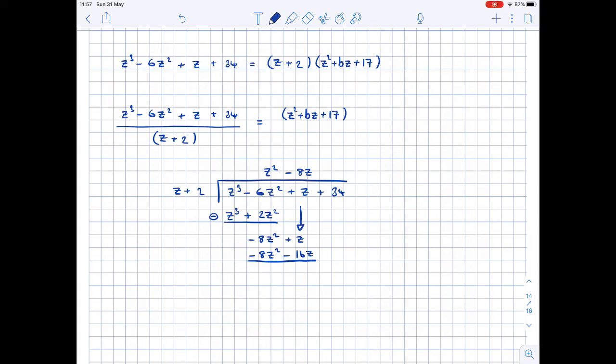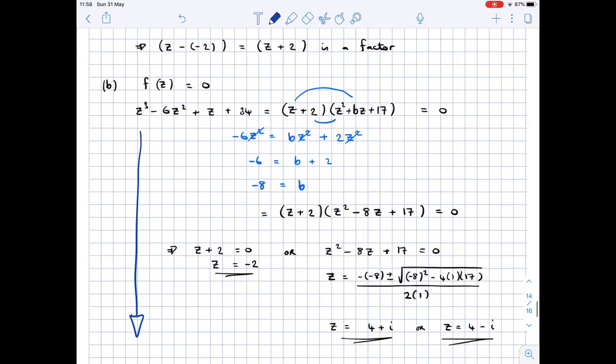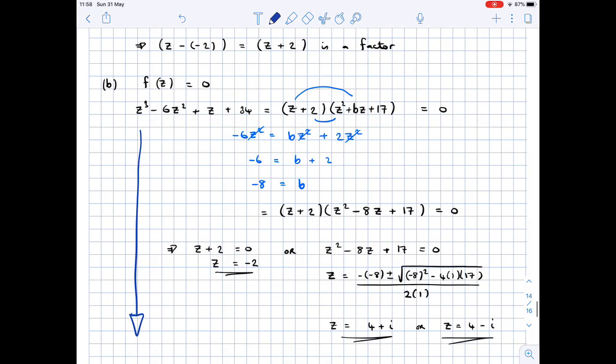Now, cancelling through that, subtracting, gives us z take away minus 16, so positive 17z, bring down the 34. Multiply through by 17, and we have 17z plus 17 times 2 is 34. Subtracting that gives us nothing. And we can see here that the function can be written as z plus 2 as one factor, and the quadratic factor z squared minus 8z plus 17, which is what we found earlier. And then from there on, we could just use the quadratic formula to lead through to find the final answers. And that concludes the question.